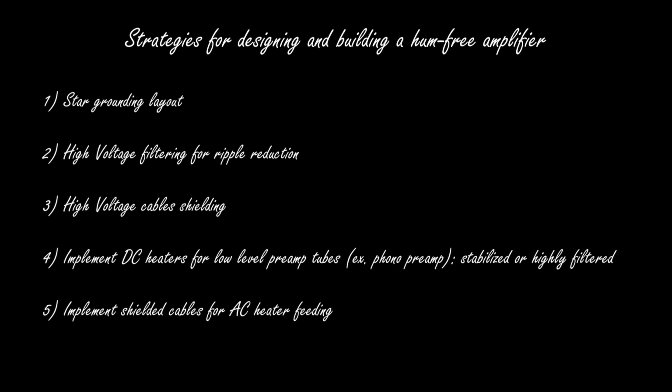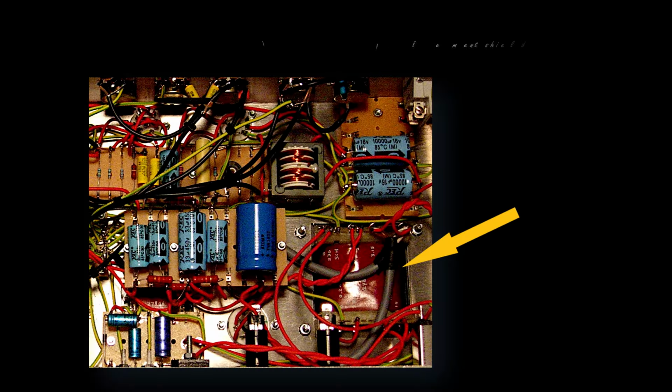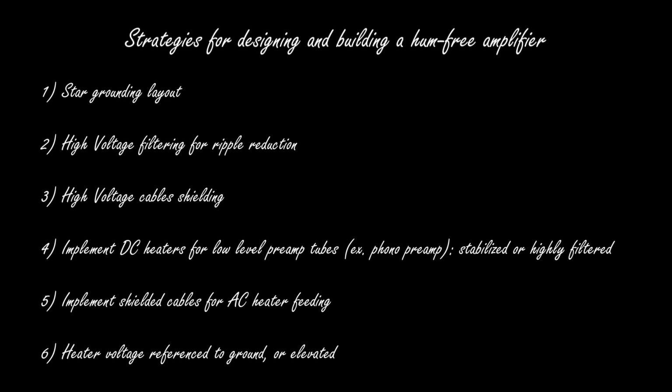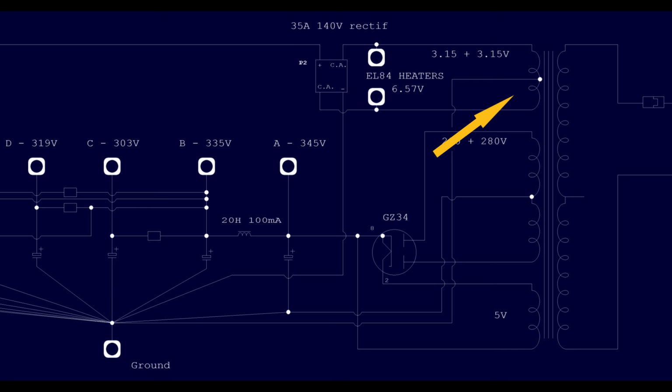for feeding the AC heater voltage to the tubes. This is very important because the current flowing through those cables can be very high, in the order of several amps. Heater voltage, regardless of whether AC or DC, should be referenced to ground. This is very important. So in case of AC heater voltage, we can deploy a virtual ground and connect this to the common star ground point.